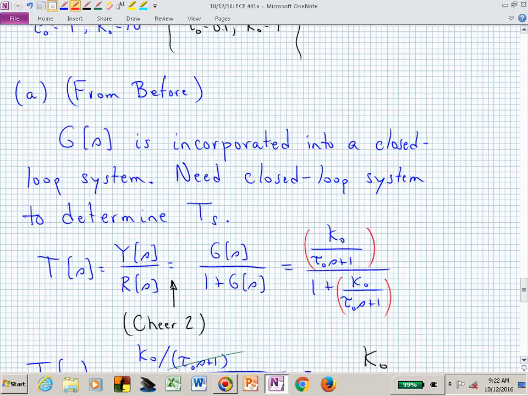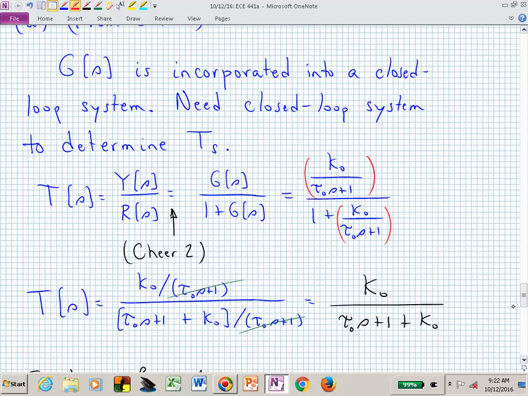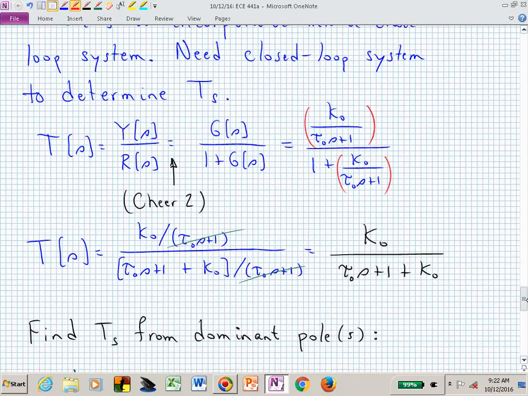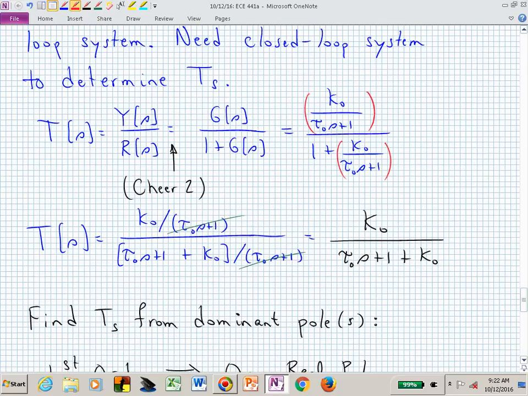But now you can clean that up and just get a ratio of polynomials, where you now have K naught over tau naught S plus 1 plus K naught, by canceling the denominator and the numerator with the denominator and the denominator.